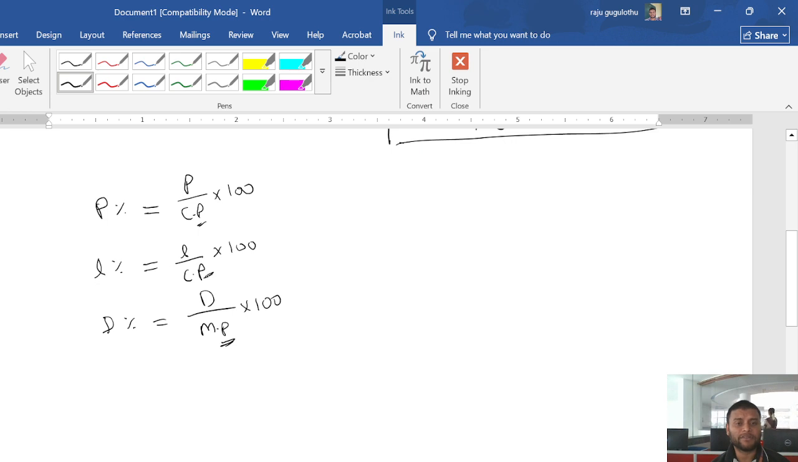Loss percentage, we are having CP in the denominator. Why? Because you will be observing profit or loss on cost price. Cost price is nothing but your investment. And discount will be observed on market price. Hence, the denominator of discount is different than the above two.